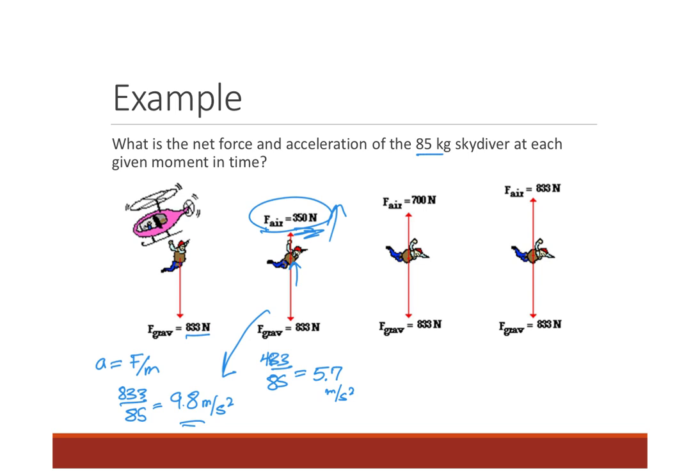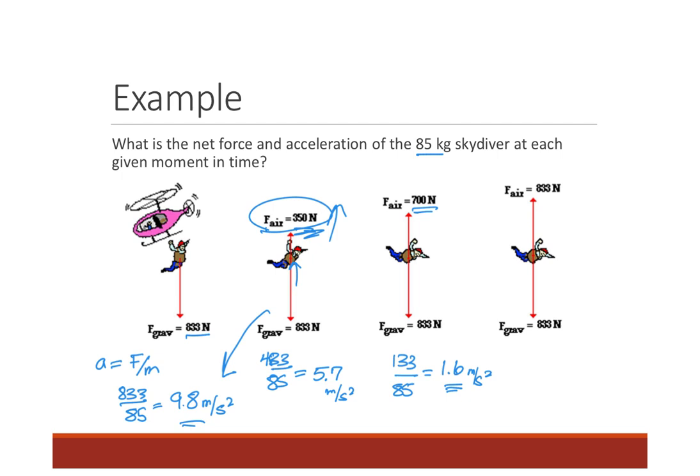After some more acceleration has occurred, now we have air resistance of 700 newtons. And so now you have 133 newtons as a net force on this 85 kilogram skydiver. And so now our acceleration has decreased to 1.6 meters per second squared. So again, the speed is still changing, acceleration is still occurring, but it is much more slowly accelerating than when this person first jumped out of the helicopter.